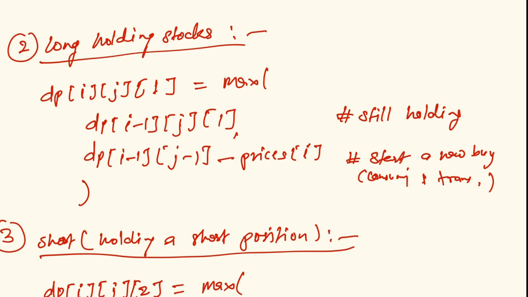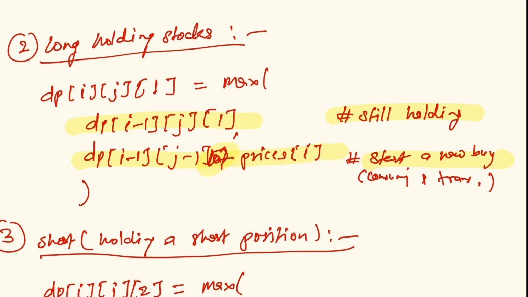For the holding stock, there are two things we need to do. Either you will still be holding or you will start a new buyback. So you will find dp at 1, and you will take the prices at j, i minus 1, j minus 1. This is the holding back. Here is a mistake, it should be 0 and it should be 0. When we are holding the stocks, this should be 0. So make sure that you are watching very clearly, because we are holding. So when we are holding, we have to optimize.